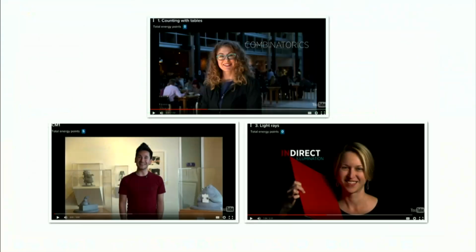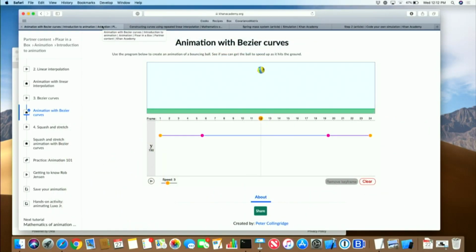So the content of Pixar in a Box is video content, typically 3 to 4 minute tutorial videos featuring people. There are some exercises that help students demonstrate mastery. And then there are a lot of interactive applets, many of which are patterned after the tools that our artists use. So in the animation lesson, for instance, the creative challenge is, how do we bring our characters to life with motion? It turns out polynomial functions play a huge role in that.